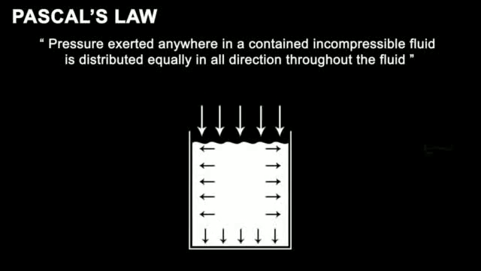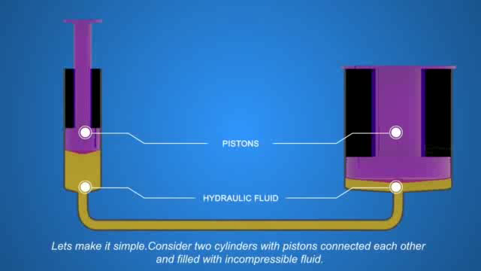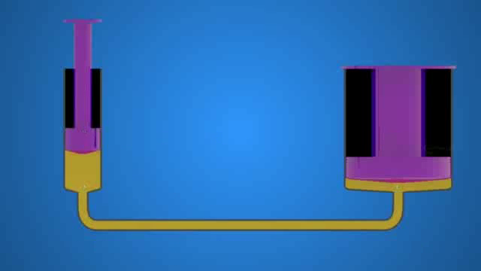Pascal's law states that pressure exerted anywhere in a contained incompressible fluid is distributed equally in all directions throughout the fluid. Let's make it simple. Consider two cylinders with pistons, connected to each other, and filled with incompressible fluid.